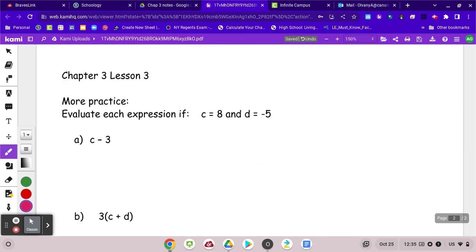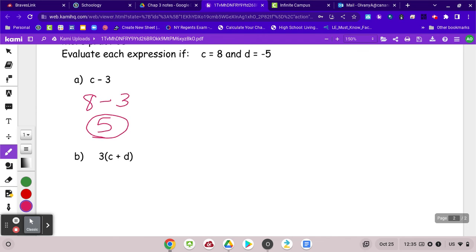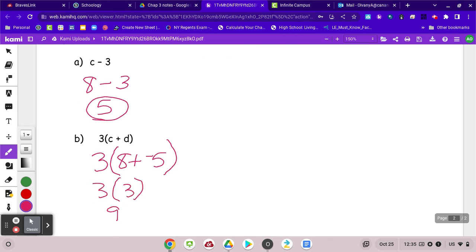Here's some more practice. You can pause the video, try these on your own, and then check back to see how you did. First one, 8 minus 3 is 5. Second one, 3 times 8 plus negative 5. I'm going to do what's in parentheses first. 3 times 3 is 9. Notice no equal sign. I'm just working down.